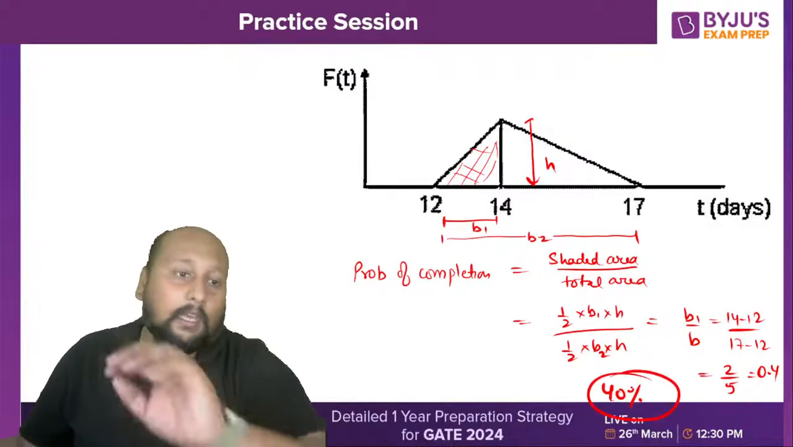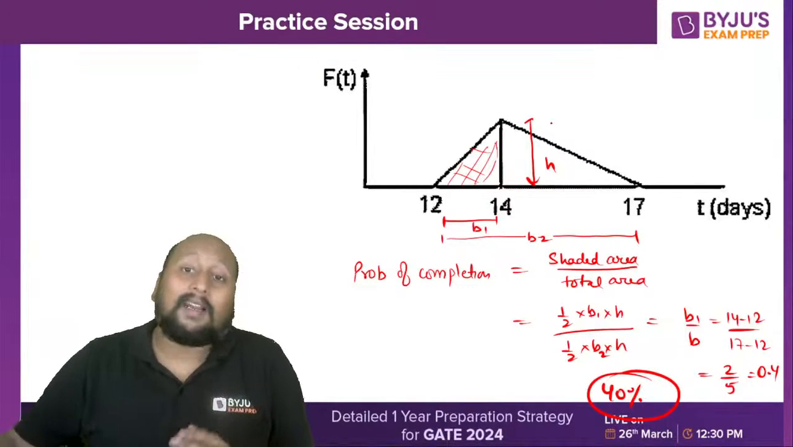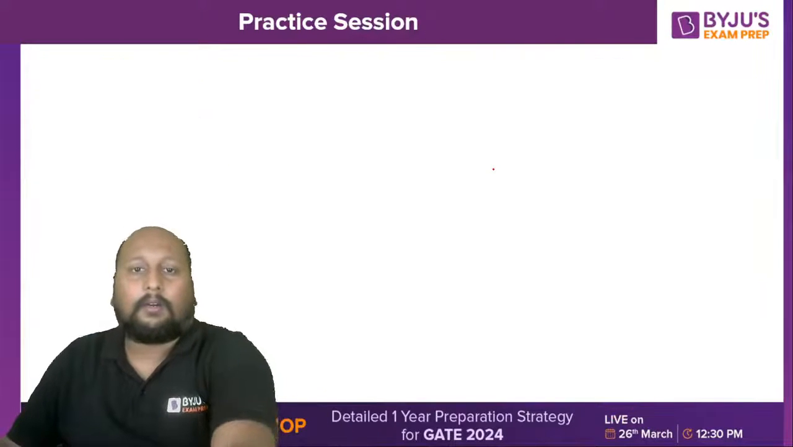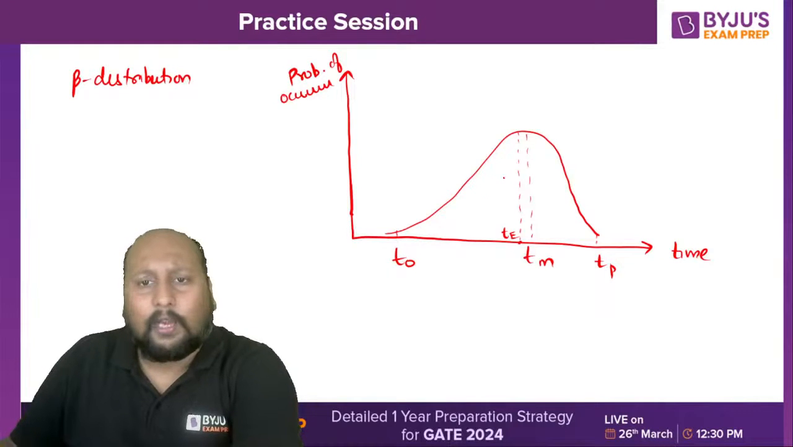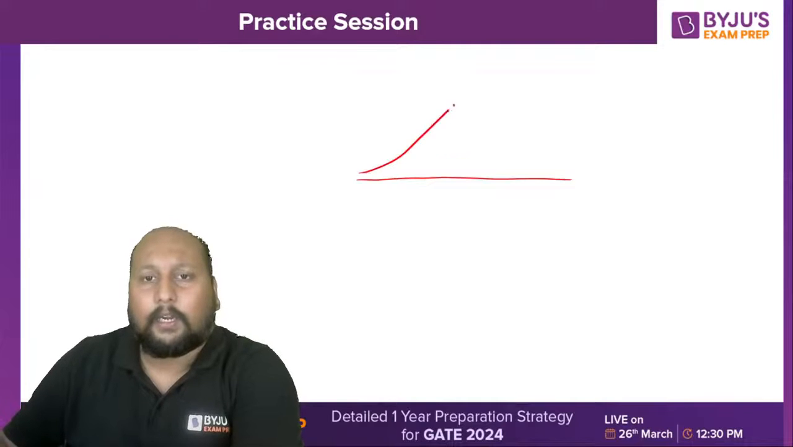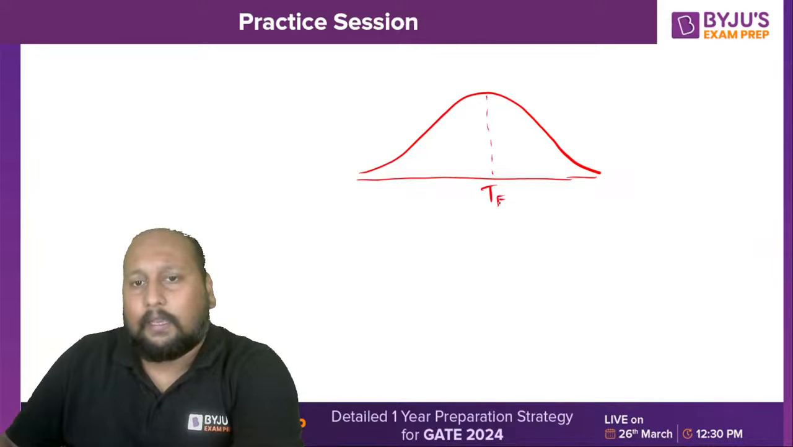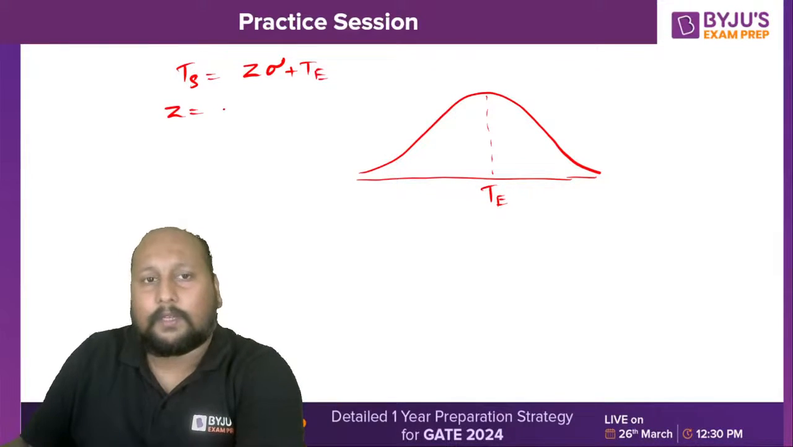This is a technique. If you don't know the value, we can simply calculate like this if you are having a triangular shape. Normally when you talk about beta distribution, we are having a curve like this, so it is slightly difficult to calculate this area. If I talk about the standard normal variate, it has a curve like this. This is your capital TE, and TS is equal to your Z into sigma plus TE. From there only we can get the value Z is equal to (TS minus TE) by standard deviation.